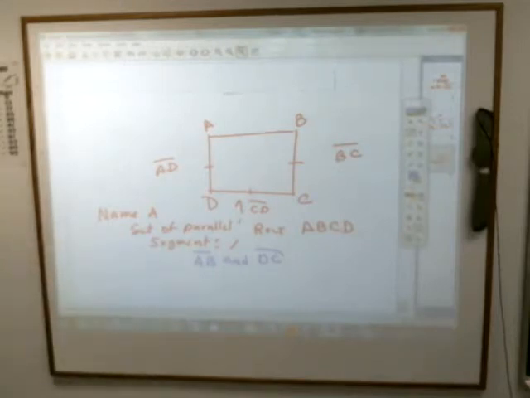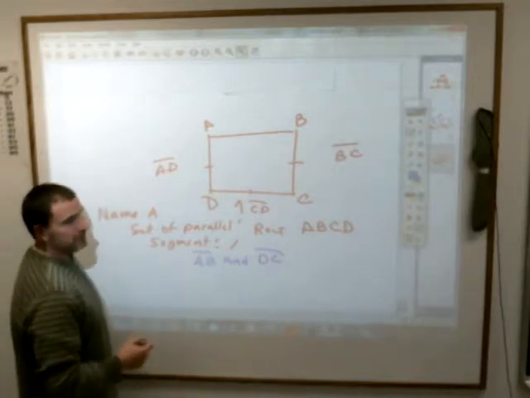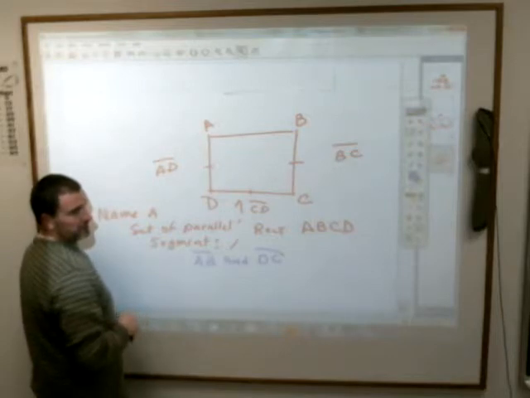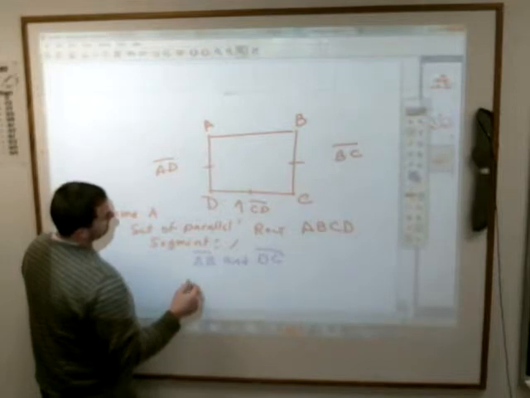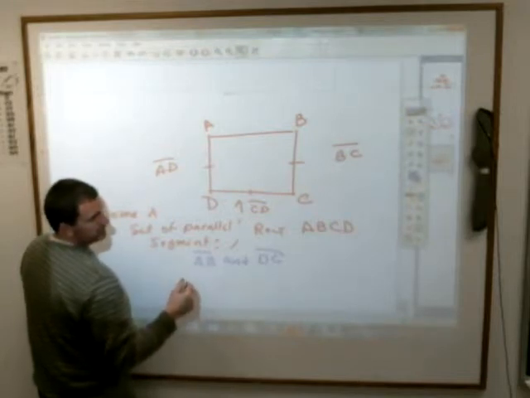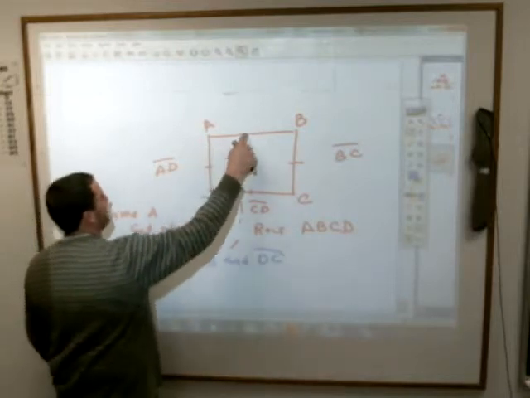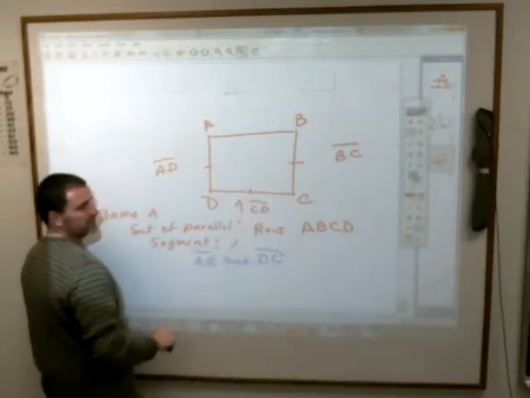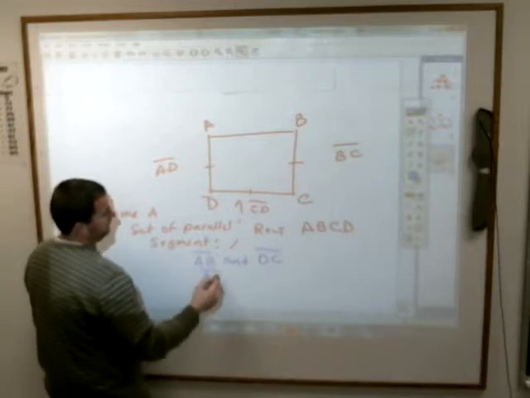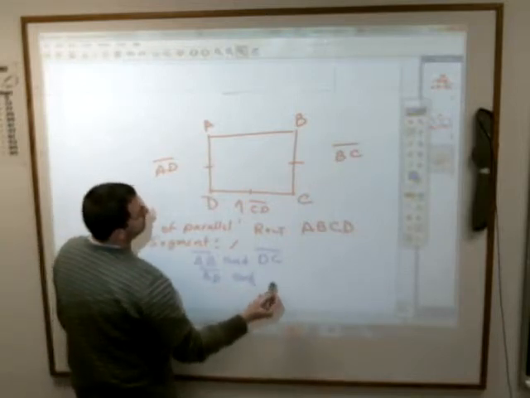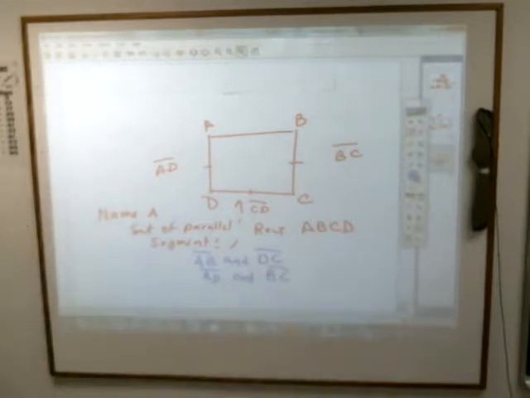What else could you have? There's another set there. What are my other 2 sets of parallel lines? I've already got this line segment parallel to that line segment. What other 2 are parallel? Segment AD and segment BC. Perfect. So it's not anything too terribly difficult there.